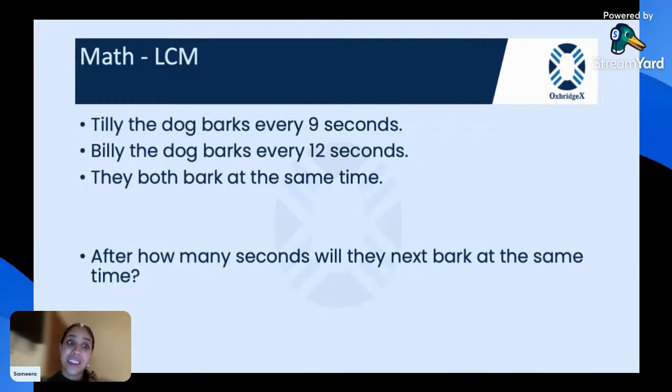But this is another kind of question that comes up. Teddy the dog barks every 9 seconds, but the other dog barks every 12 seconds. They both bark at the same time. How many seconds until they next bark at the same time? Really easy peasy, guys. All you're going to do is work out the LCM, which we should all be geniuses at now. So let's skip this part.